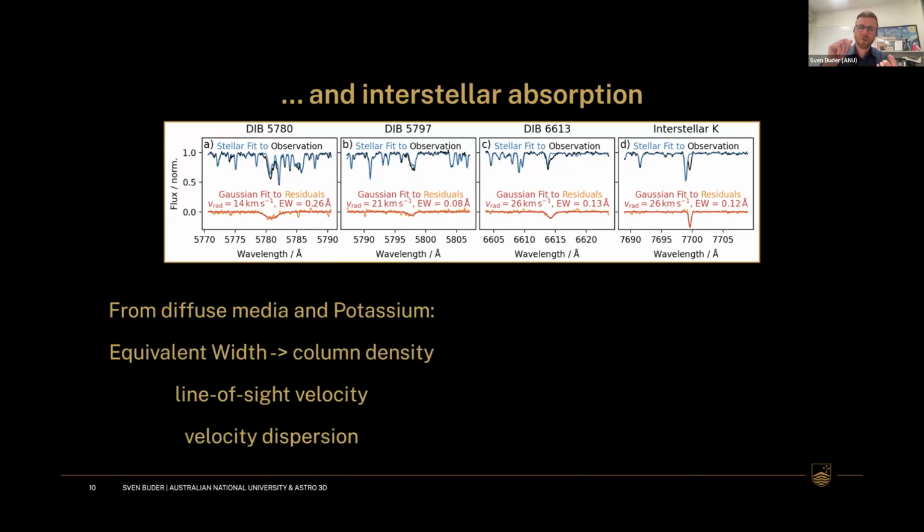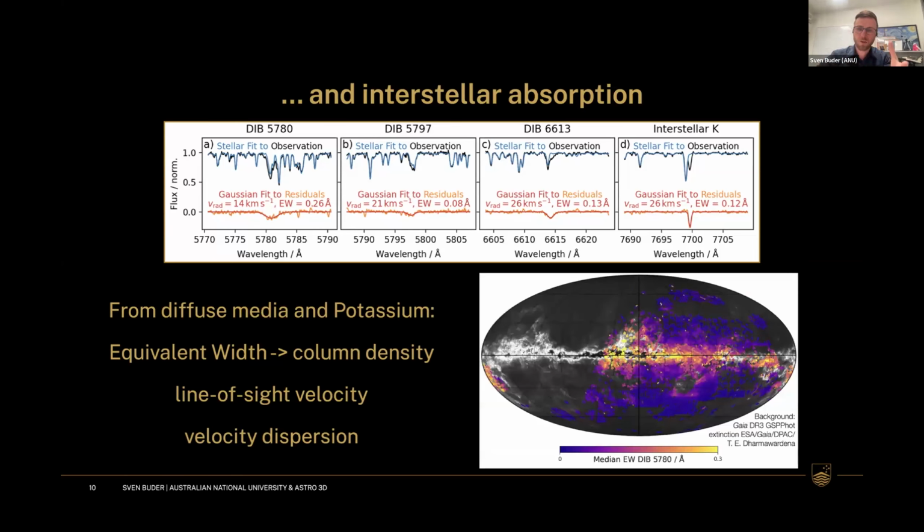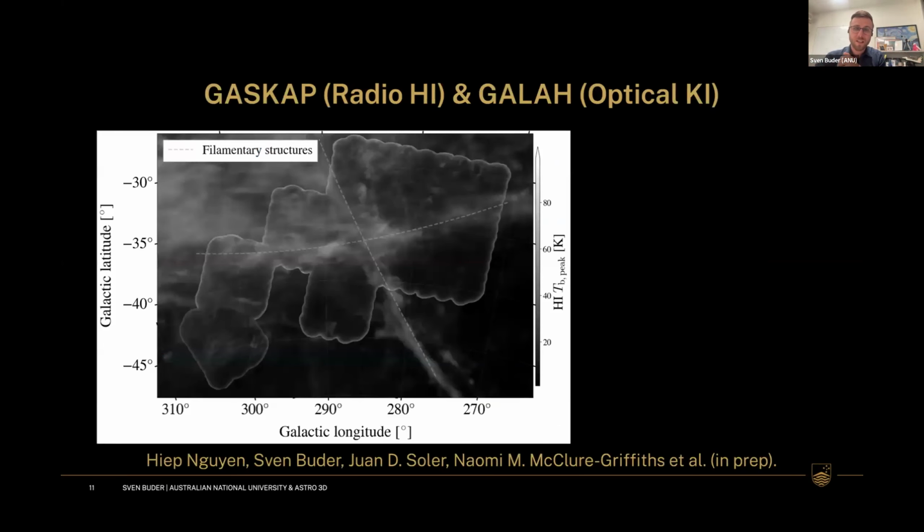And the cool thing is that we can not only measure the equivalent width, or the area of this line, which allows us to figure out the column density of interstellar neutral potassium, but we also get a line of sight velocity and a velocity dispersion. This then allows us to, for example, map the amount of absorption that we see between each of these 1 million stars and us, and really create extinction or interstellar absorption maps. So that's one thing that is quite exciting.